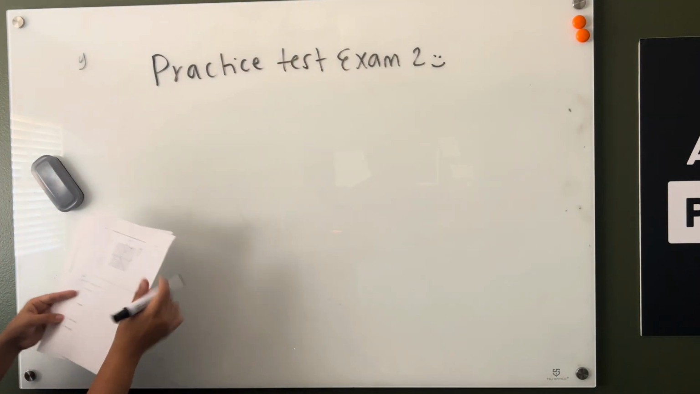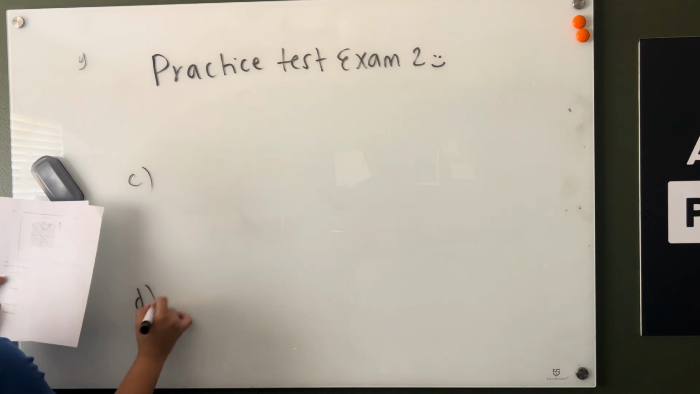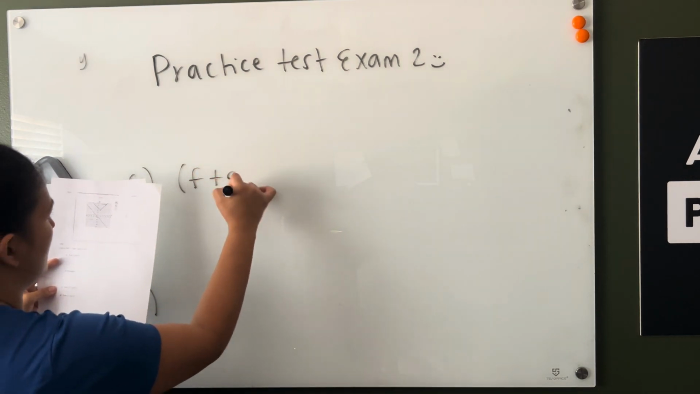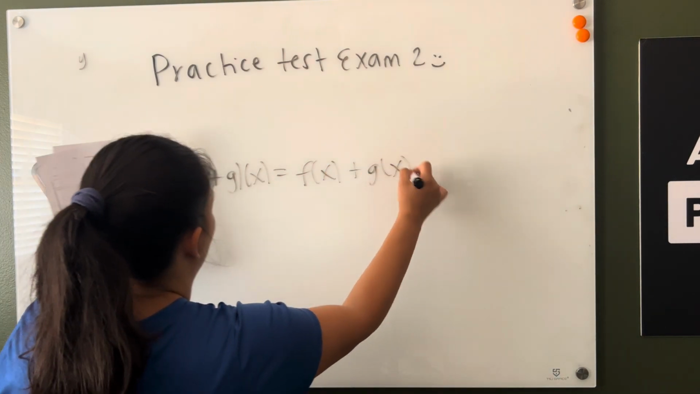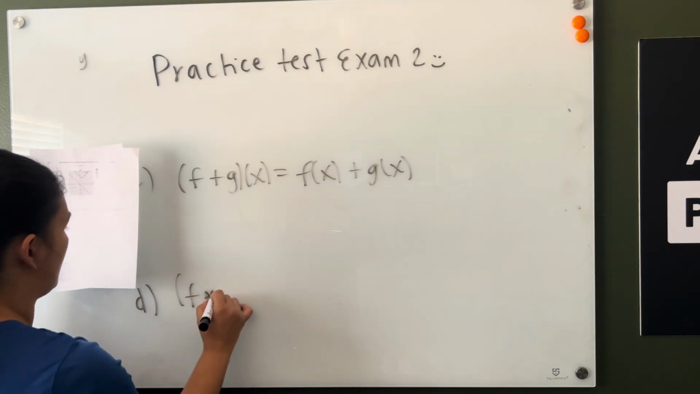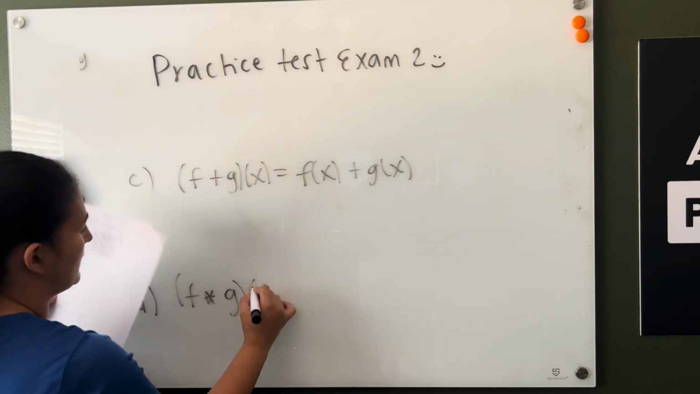Probably should have erased those. Now it's saying part C and D. C is f plus g of x, so we're going to be adding our functions. And for the bottom one, it's f asterisk g of x, which is multiplication.